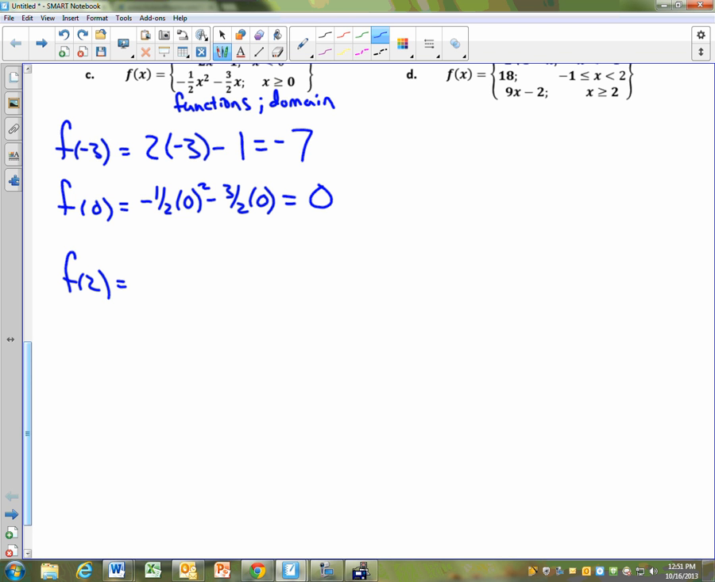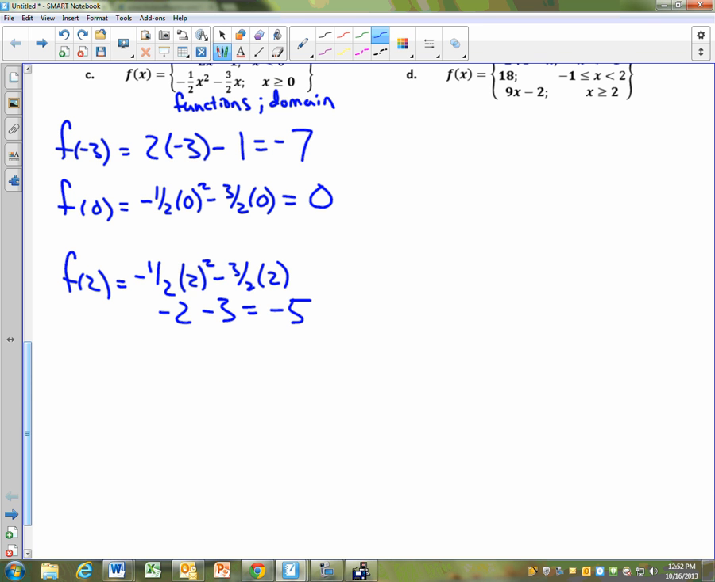For 2, do I use the first one or the second one? Second one, and I plug it in, negative 1/2 times 2 squared minus 3/2 times 2. 2 squared is 4 times negative 1/2 is negative 2. What is 3/2 times 2? 3. So negative 2 minus 3 is negative 5. Those are my values.